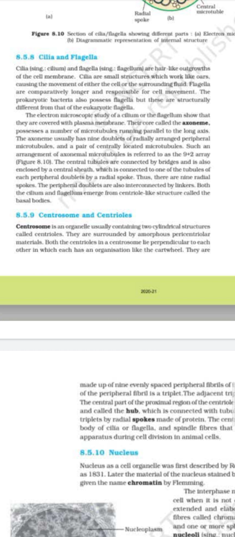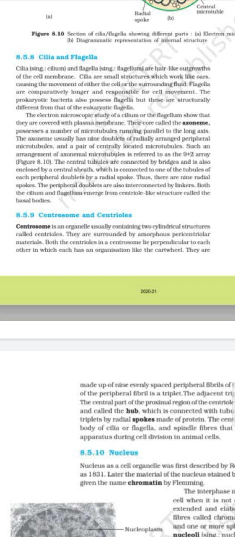So, cilia and flagella are the hair-like outgrowths of the cell membrane. It's very simple language that has been written here: they are basically hair-like outgrowths of the cell membrane. Cilia are very small structures which cause the movement of either the cell or the surrounding fluid. Then flagella are comparatively longer and responsible for the cell movement.